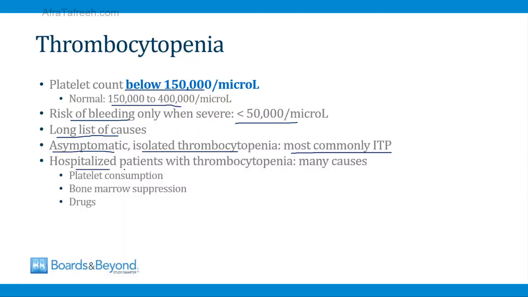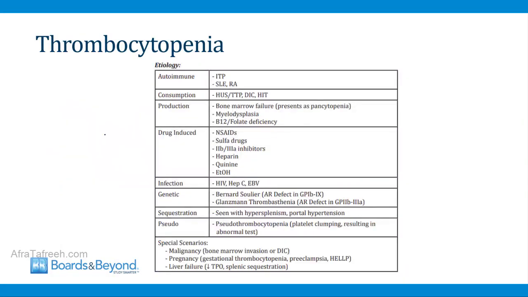On the other hand, in hospitalized patients who have thrombocytopenia, there's a long list of causes. This can be platelet consumption due to disease, this could be bone marrow suppression, this could be drugs, and the workup of a hospitalized patient with thrombocytopenia depends highly on the context in which the thrombocytopenia occurs. Here's a table from the White Coat Companion summarizing many of the causes of thrombocytopenia. As you can see, it's a very long list, and in general, when patients have low platelets, you don't go looking for every one of these causes. It's very context specific depending upon the patient's history, clinical exam, and the drugs that they are taking.